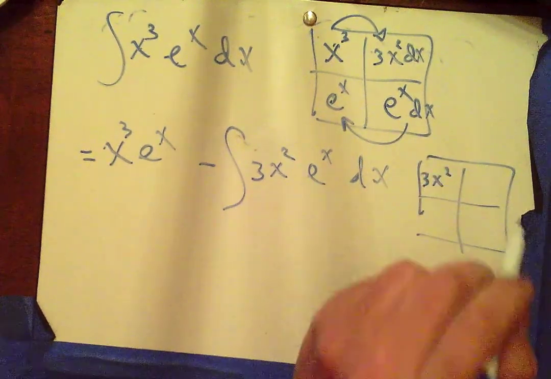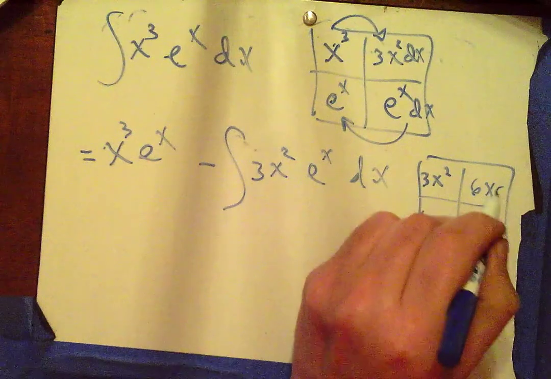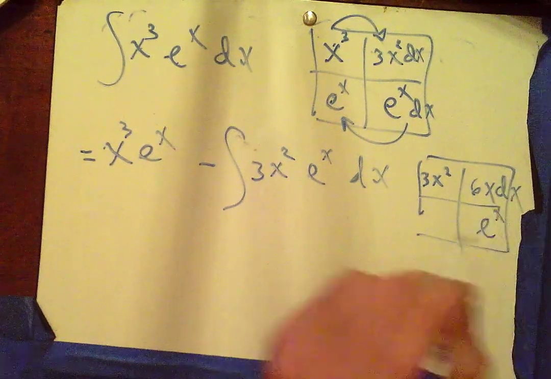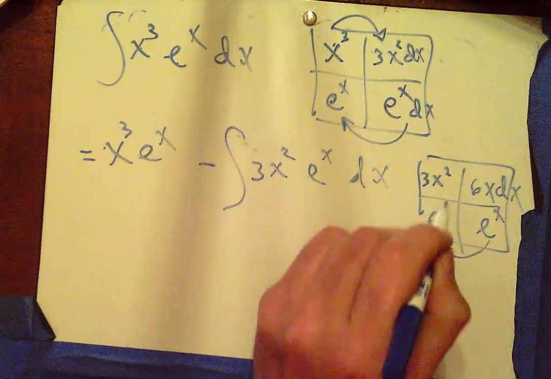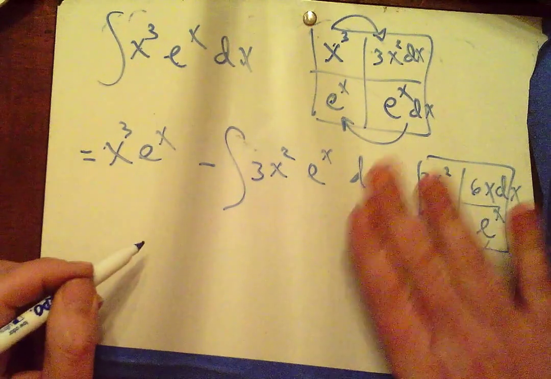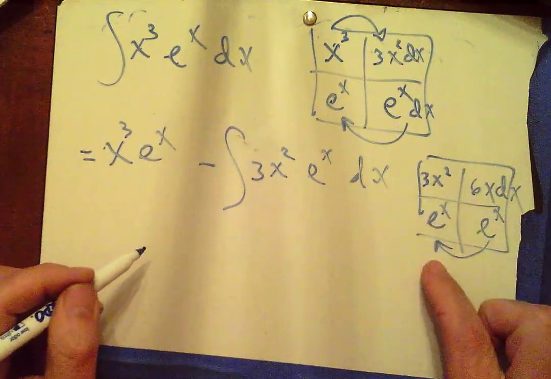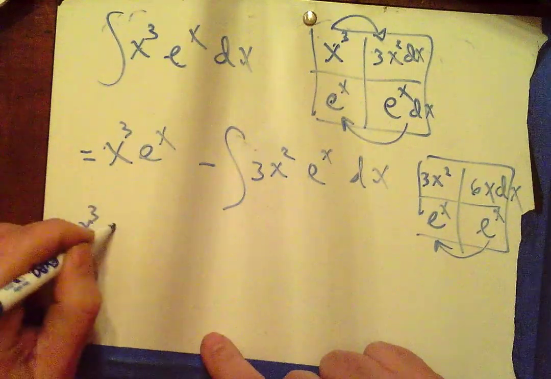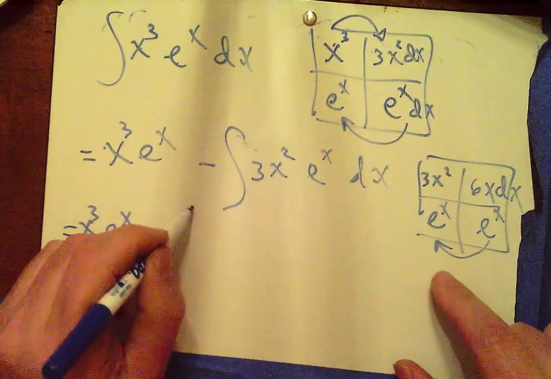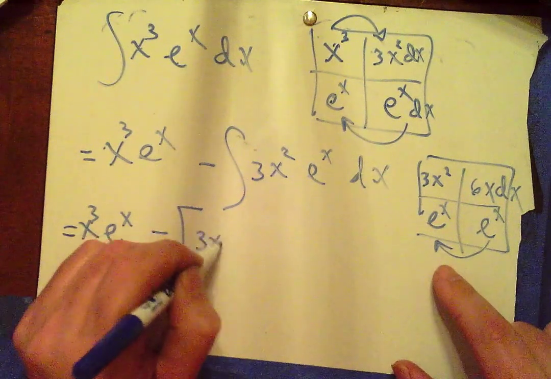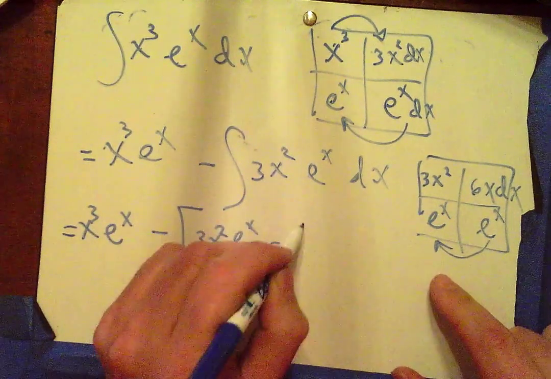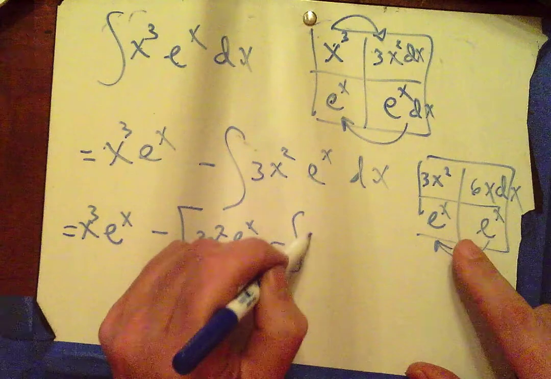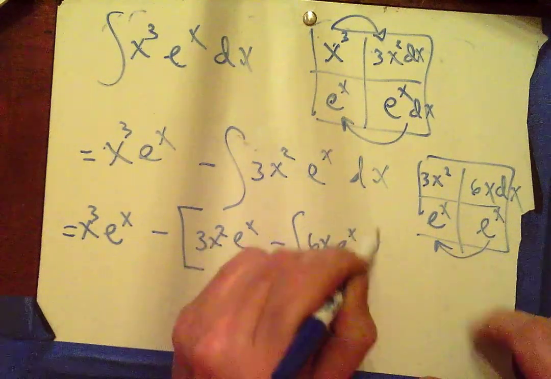3x squared is going to be 6x dx, and down here I have e to the x, and I go backwards and I have e to the x. Remember, all of this by parts is behind that minus sign. So now I'm going to have x to the third e to the x minus 3x squared e to the x minus the integral of 6x e to the x dx.